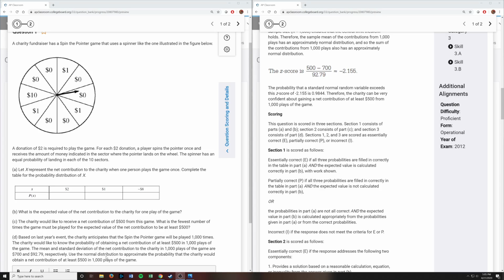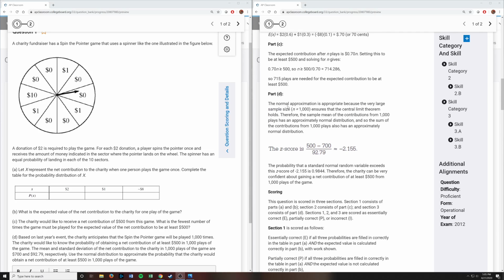So we're going to use the normal distribution to approximate this. How does that work? Well, we go back up here. Okay, so in this solution, they say why the normal approximation is appropriate. I would just say it says to do so in the problem. So if you're using the normal distribution, you calculate the z-score. So you take the amount you're interested in, that's the amount of money they're hoping to raise, $500, minus the mean, 700, divided by the standard deviation, 92.79.